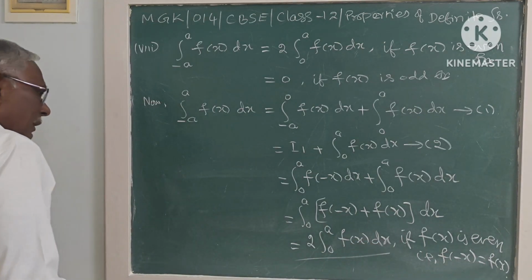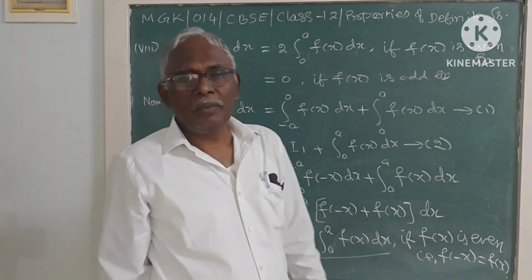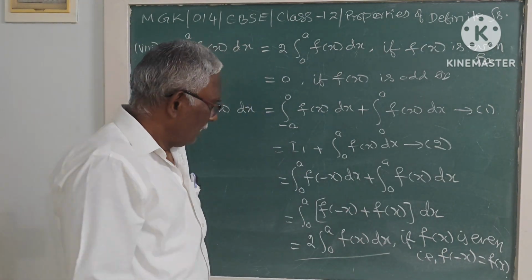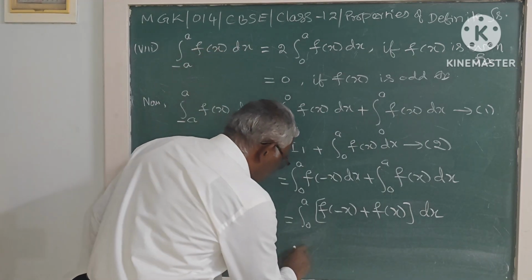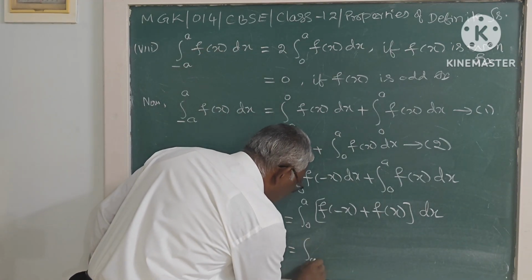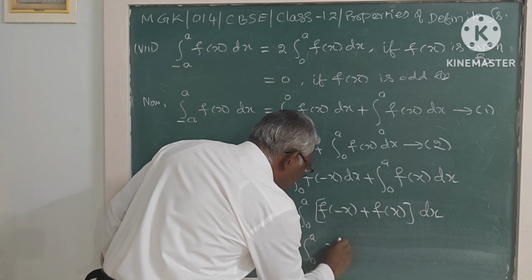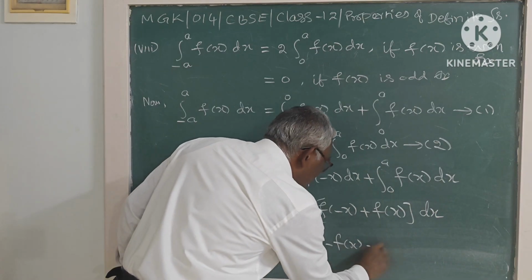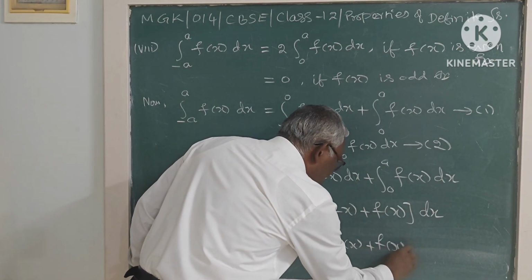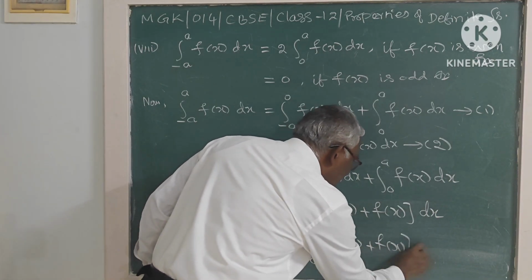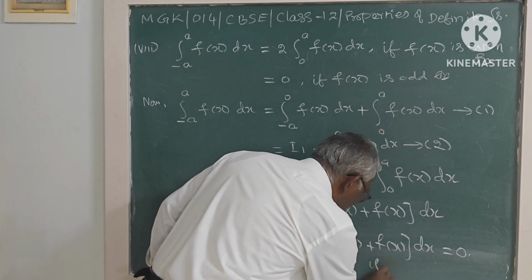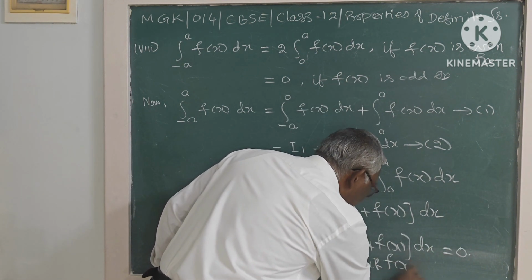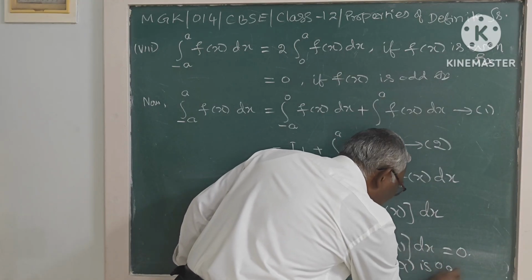What will happen if f of x is an odd function? If f of x is an odd function, then f of minus x is minus f of x, so minus f of x plus f of x dx. It will become 0 if f of x is an odd function.